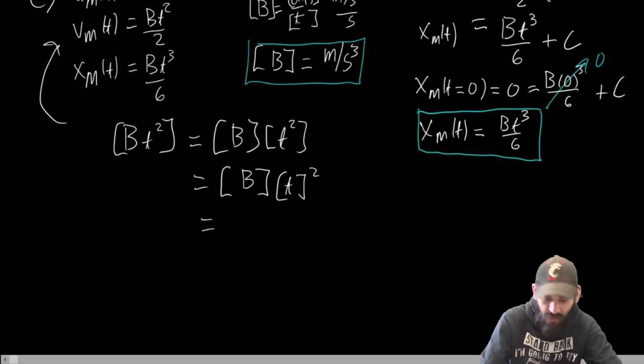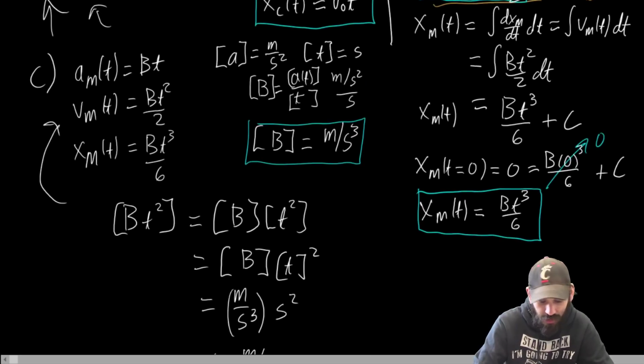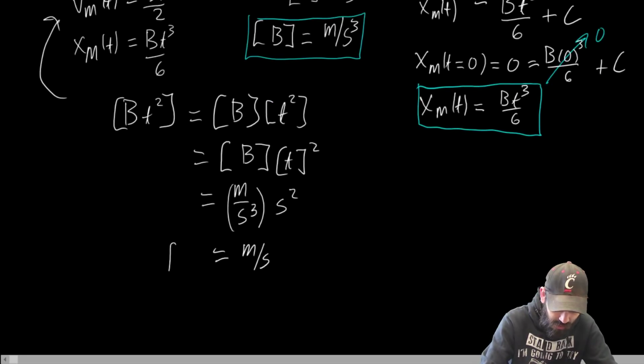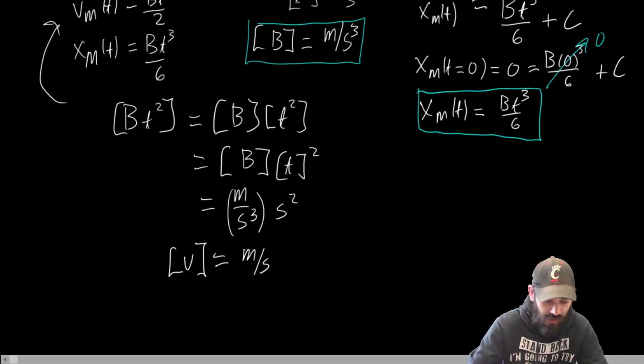And so we found what B was already. We can say that this is going to be meters per second cubed, and this is going to be times seconds squared, and so that's going to give us units of meters per second, okay? Which is exactly what the units of velocity are, okay? So this is the units of velocity. That checks out. Good.